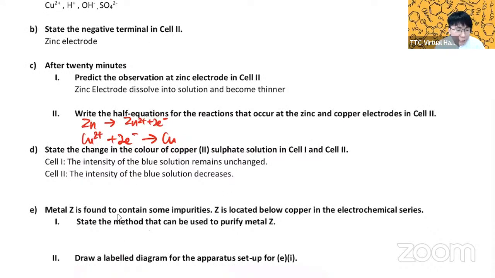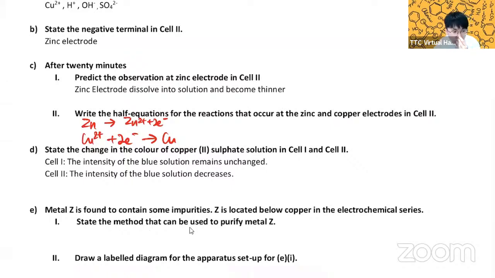Okay, so metal Z is found to contain some impurities. Z is located below copper in the electrochemical series. Okay, there's some Z here. State the method that can be used to purify Z. Guys, how do we do purification? It's the same exact theory as factor number three, like electroplating, like purification of metal.